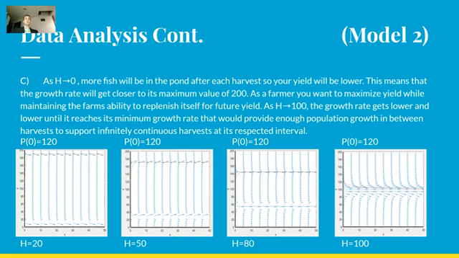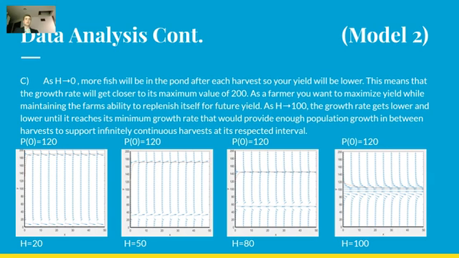Further analysis: as the harvest value approaches 0, more fish will be in the pond after each harvest, so your yield will be lower. This means that the growth rate will get closer to its maximum value of 200. As a farmer, you want to maximize yield while maintaining the farm's ability to replenish itself for future yields. As h approaches 100, the growth rate gets lower and lower until it reaches its minimum growth rate that would provide enough population growth in between harvests to support infinitely continuous harvests at its respective interval.